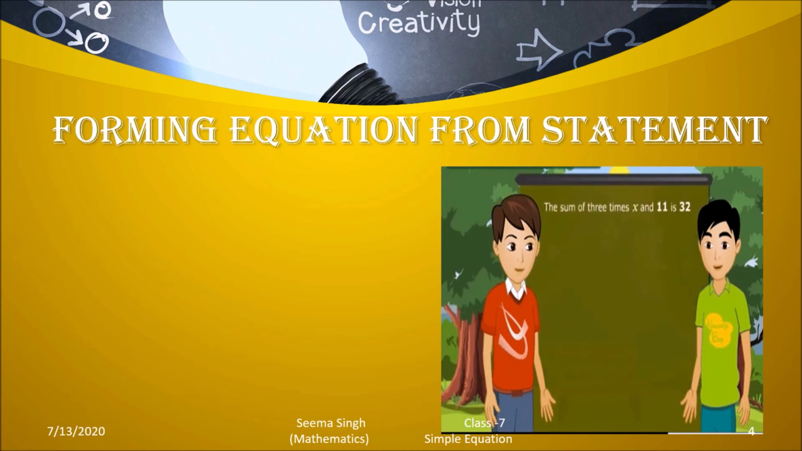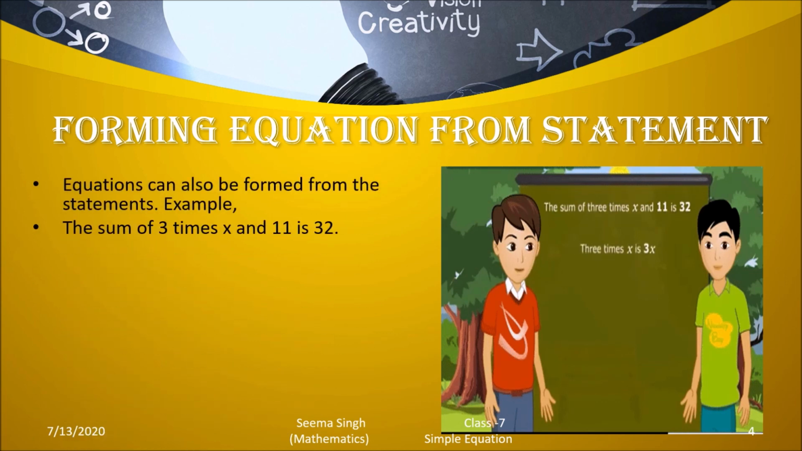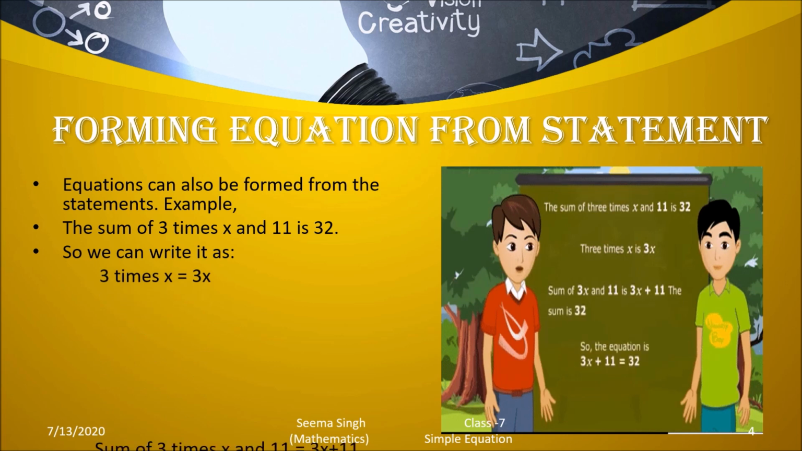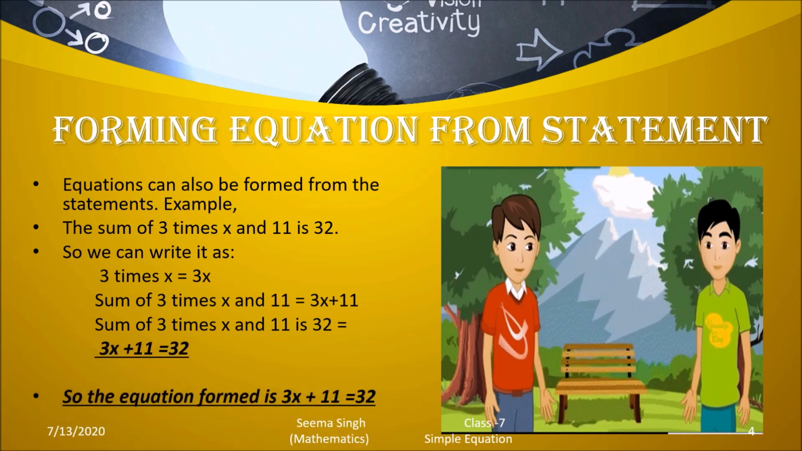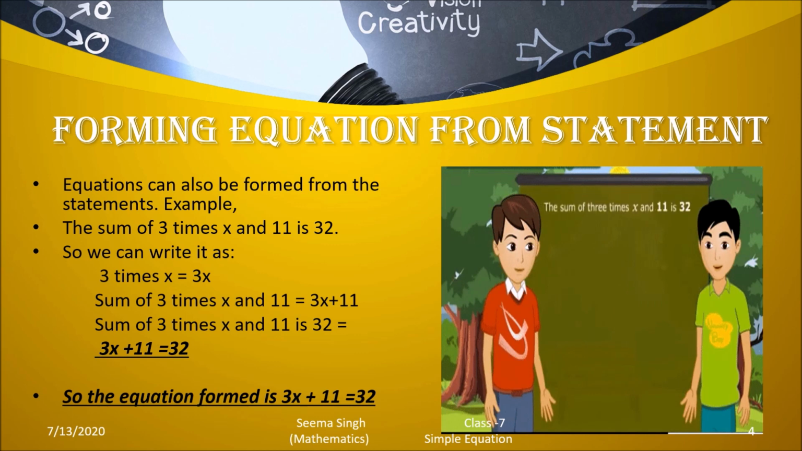Now let us see how we can form an equation from a given statement. Let's start with an example. The sum of 3 times x and 11 is 32. We can write 3 times x as 3x, and the sum of 3 times x and 11 as 3x plus 11. So the statement can be written as 3x plus 11 equals 32. The equation formed from the statement is 3x plus 11 equals 32.